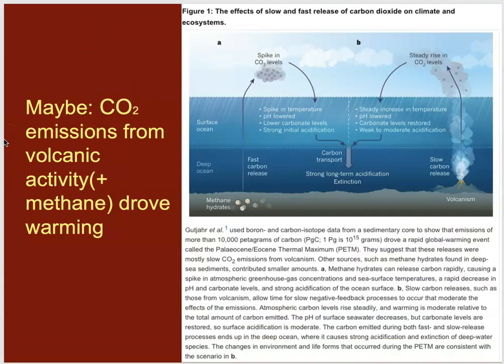In addition to methane release from the ocean floor, it's also possible that an intense volcanic period released a lot of carbon dioxide into the atmosphere, and the combination of CO2 from volcanism and the release of methane led to this intense warm period, where there was a lot of life and a lot of warmth.